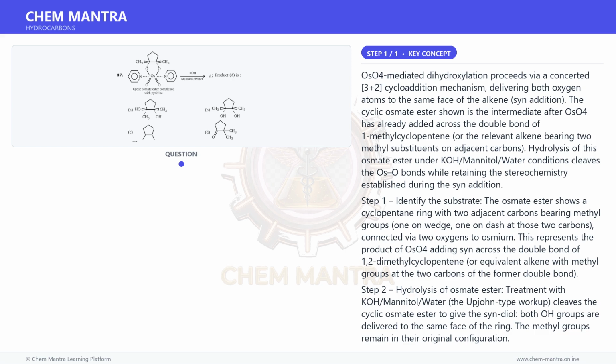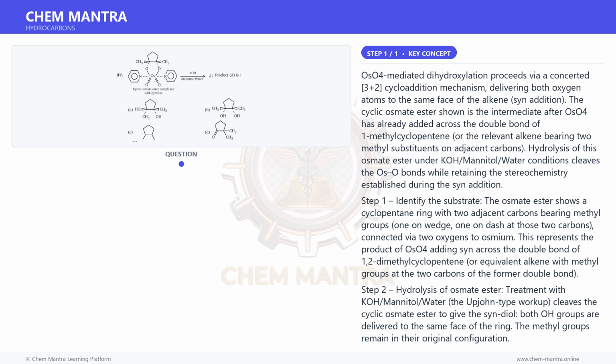OsO4-mediated dihydroxylation proceeds via a concerted 3+2 cycloaddition mechanism, delivering both oxygen atoms to the same face of the alkene, syn addition. The cyclic osmate ester shown is the intermediate after OsO4 has already added across the double bond of 1-methylcyclopentene, or the relevant alkene bearing two methyl substituents on adjacent carbons.